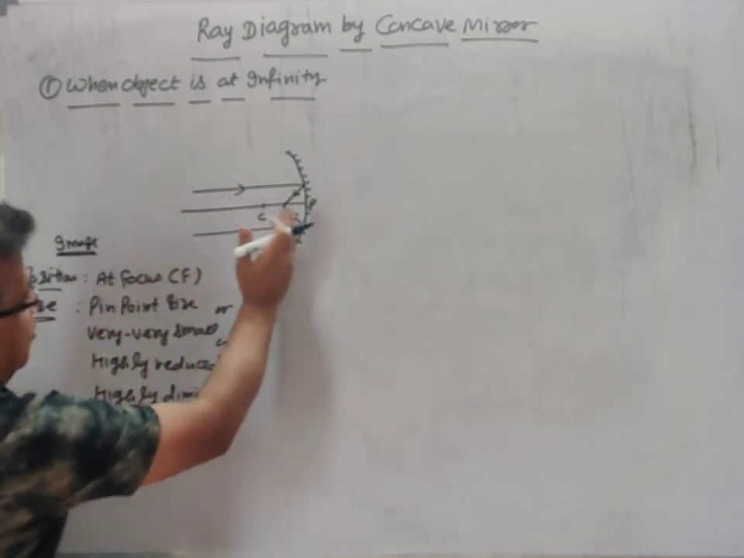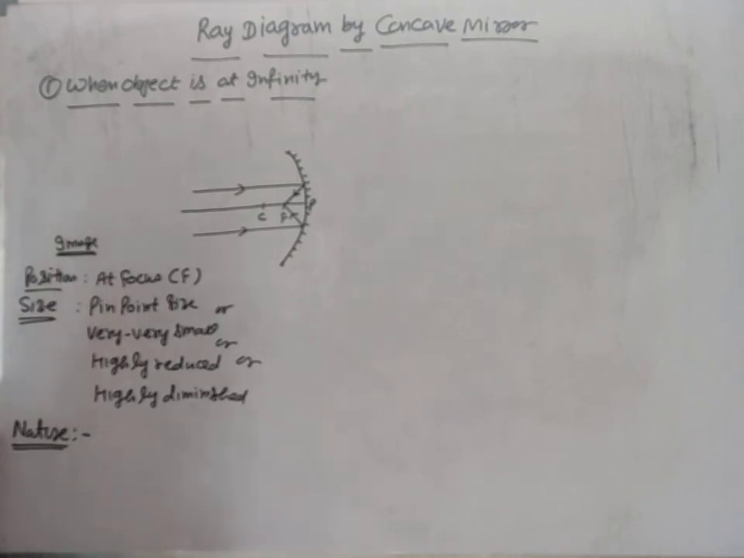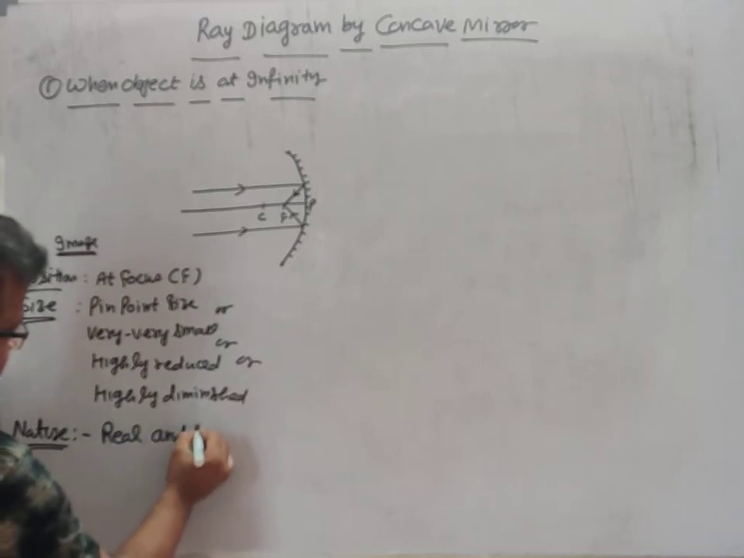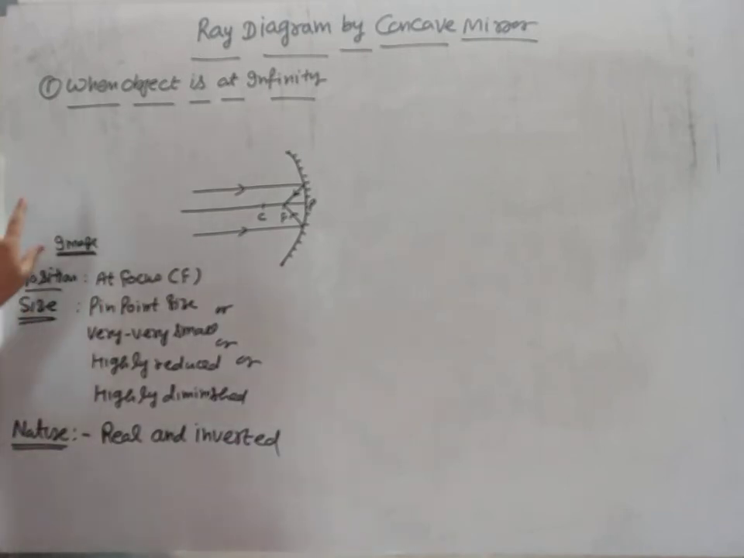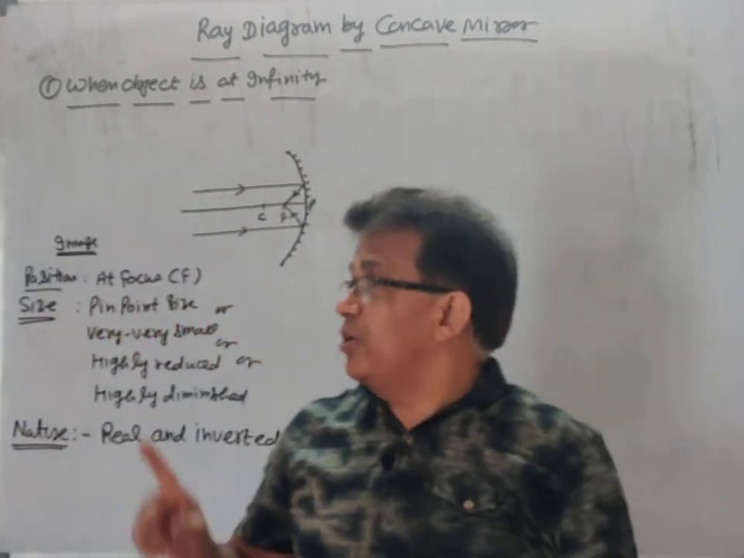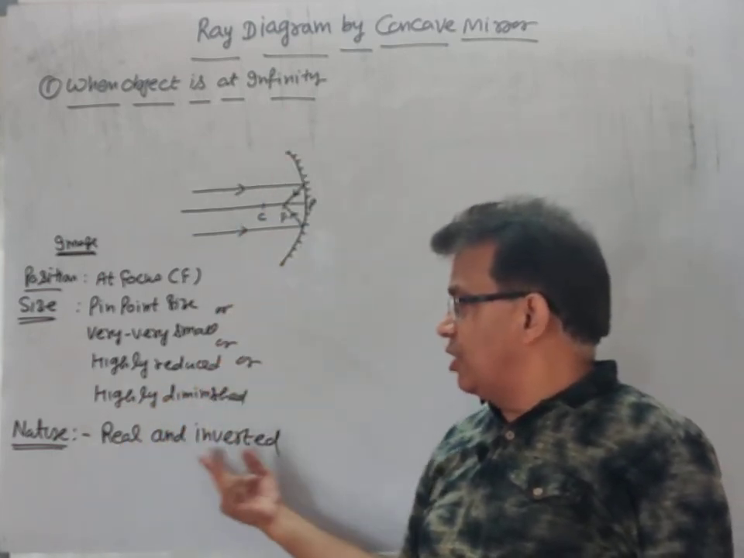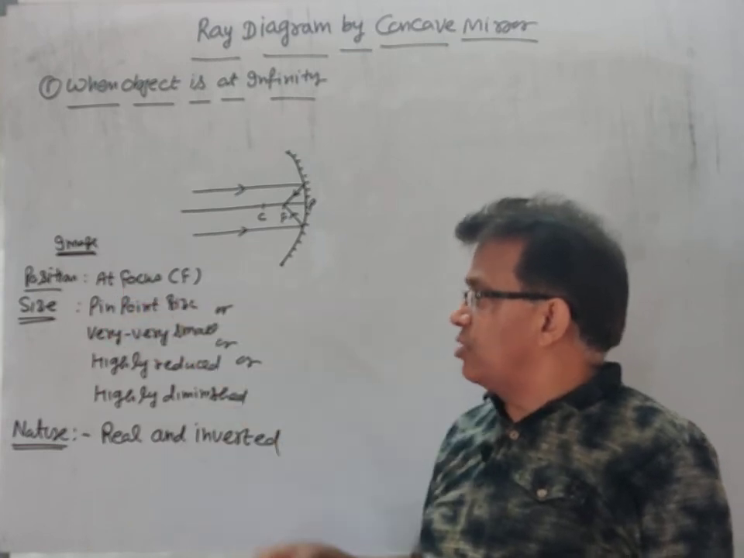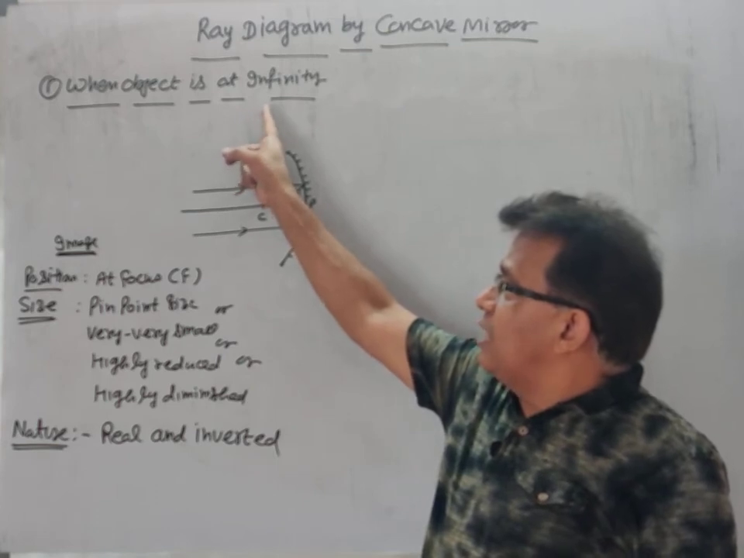Image is formed in front of the mirror, therefore the image is real, and all real images are inverted, so real and inverted. So the question can be in objective type. What is the nature of the image when the object is placed at infinity? Real and inverted. What is the position of the image? At focus. What is the size? Highly diminished. And what is the position of the object? At infinity.